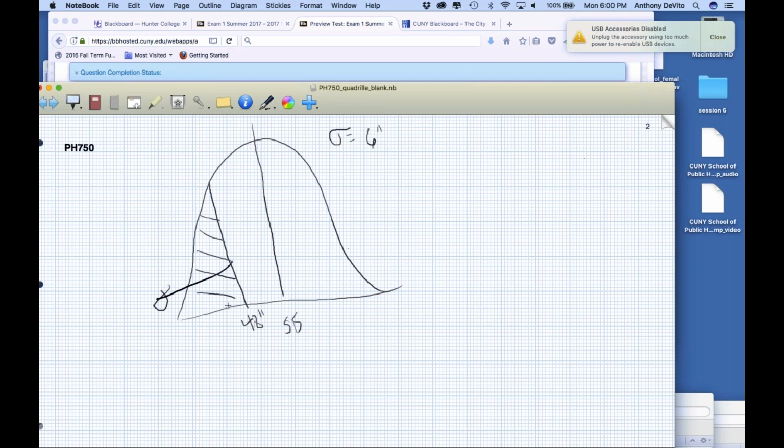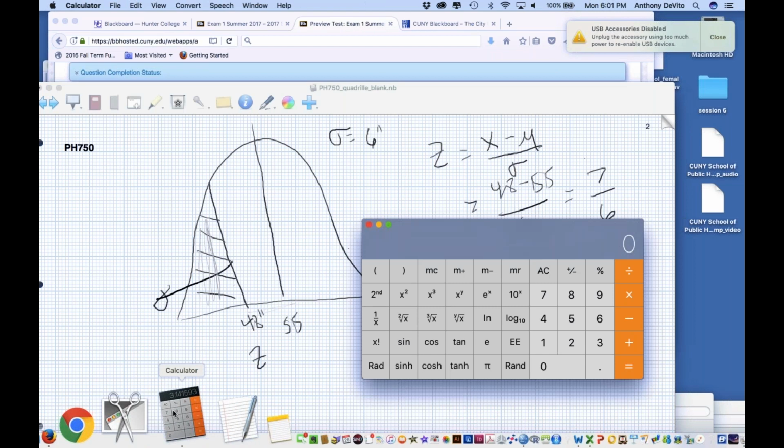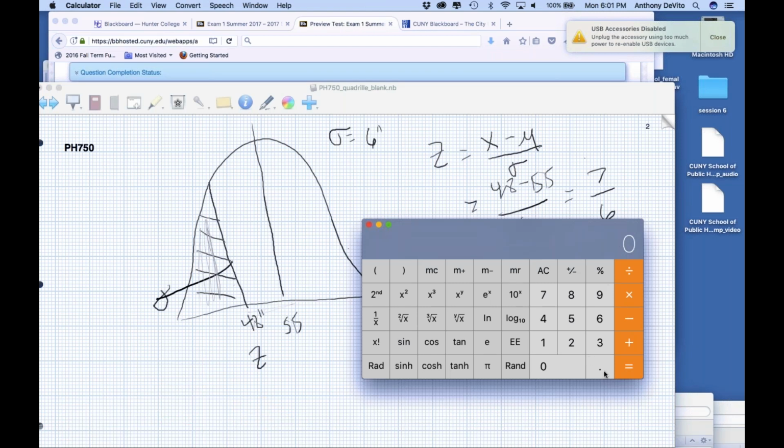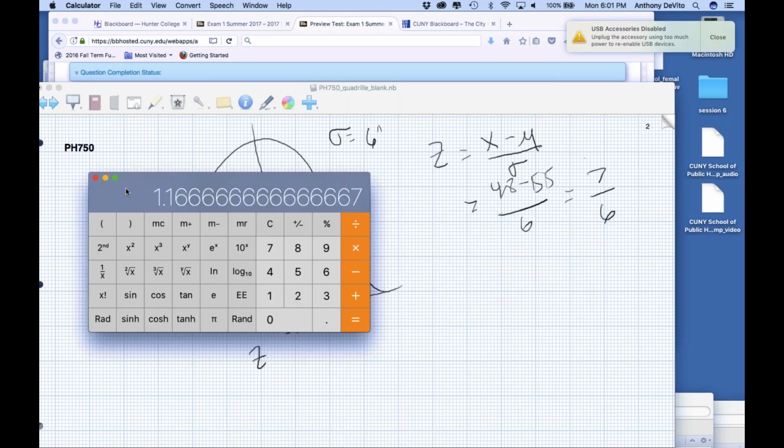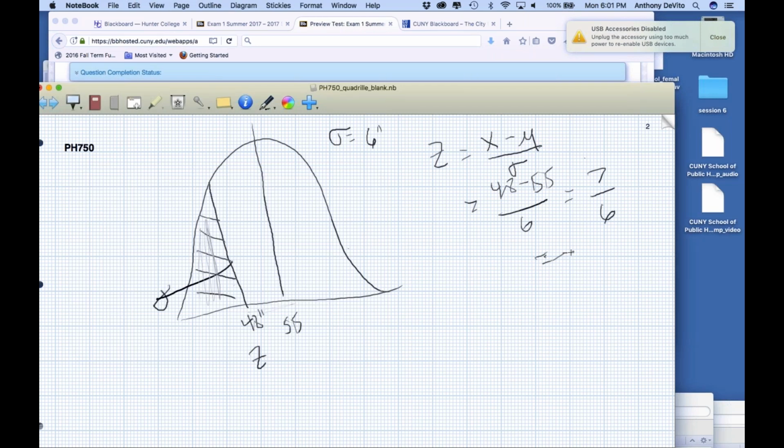Okay, so how do I calculate this? In order to figure out what this area is, I need to know the z-score. The z-score is equal to the value I'm interested in, x, minus the mean, over the standard deviation. That's the number of standard deviations away from the mean. That's 48 minus 55 over 6, which is negative 7 over 6, equal to negative 1.1666. I'm going to call that negative 1.167, or if I only have 2 digits to play with, negative 1.17.